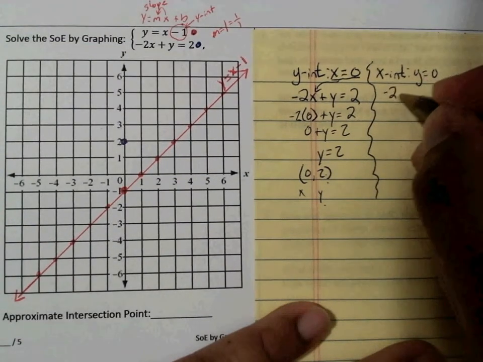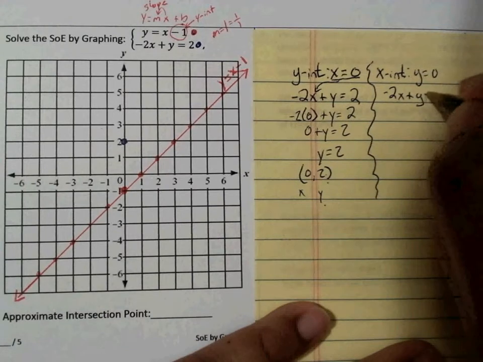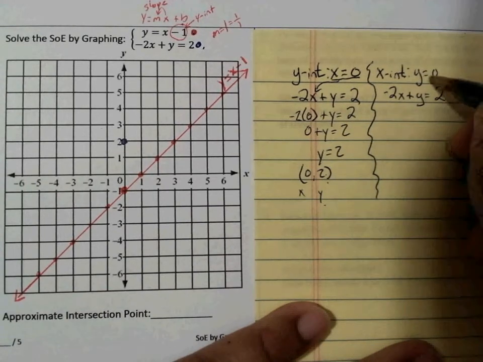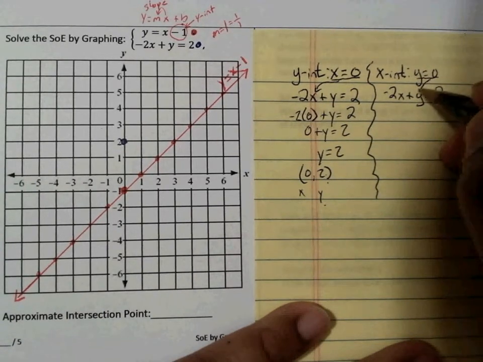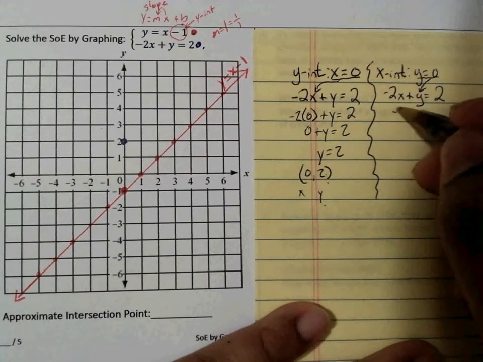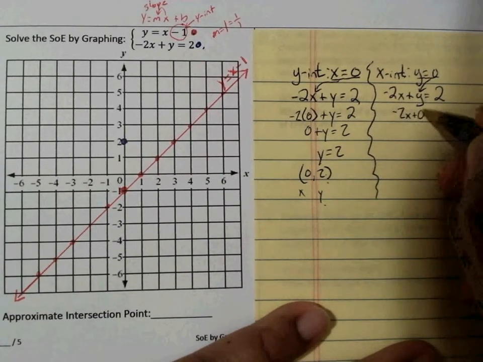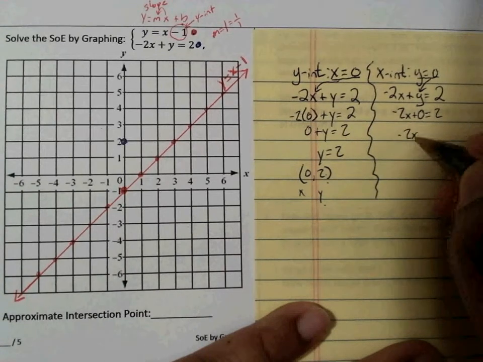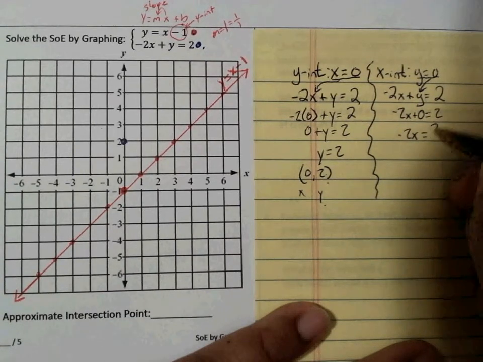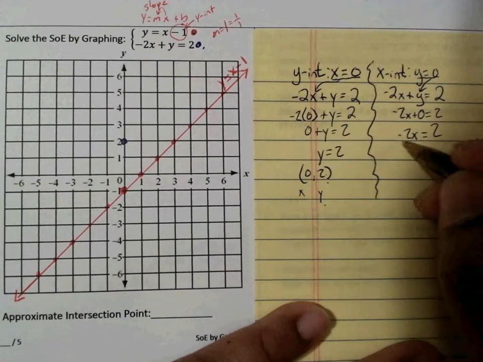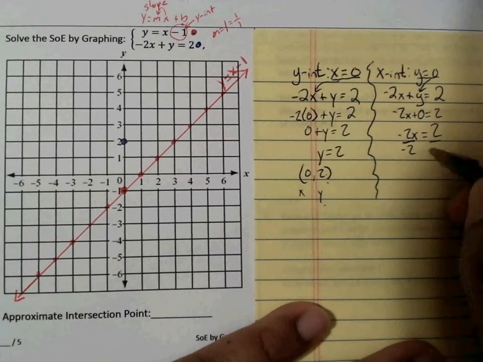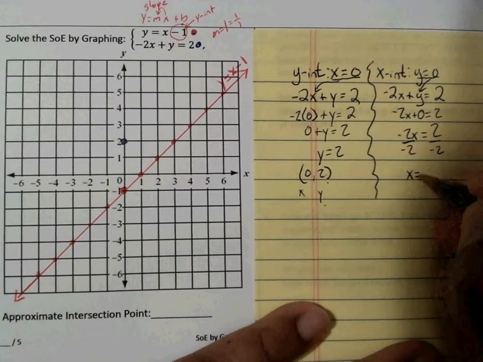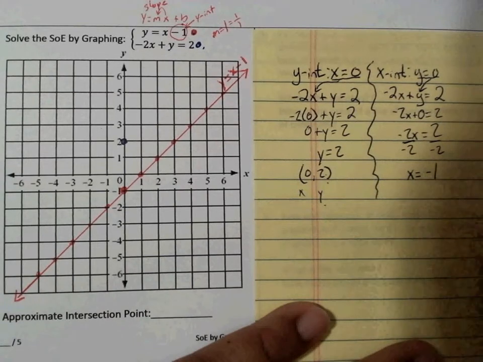So I'm going to rewrite the equation. We have -2x plus y is equal to 2. This time y is equal to 0, so we plug in 0 right there. So we're left with -2x plus 0 is equal to 2. So essentially all we have left is -2x on this side and 2. And then we divide both sides by -2. And we get x is equal to -1.